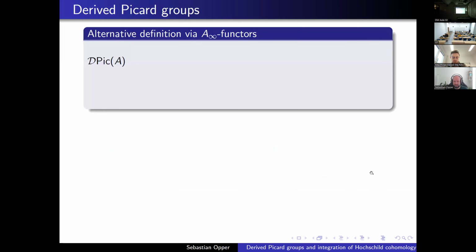Okay. Now, there's an alternative definition, which is maybe a bit more technical at first, but it's the one we need and is more practical for our purposes. I'll try to break it down as well as possible. So there's an alternative equivalent definition of the derived Picard group, and this uses A infinity functors. I will say in a second, roughly again, what this means, in case you're not familiar.